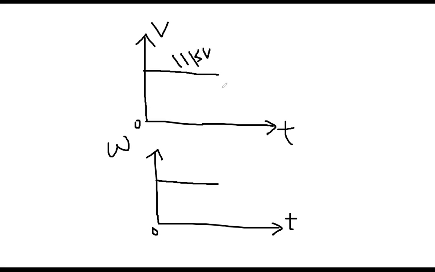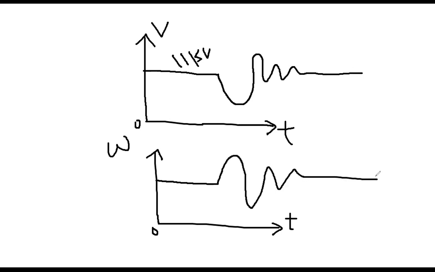Now, for example, suddenly some fault happened. It is a short circuit, open circuit, or single line to ground, or double line to whatever. Then typically in case of any fault, the voltage goes downward and then tries to come back, oscillates, and then settles down. This means it matches the original value. And the speed typically goes high and then comes down, oscillates, and settles down.